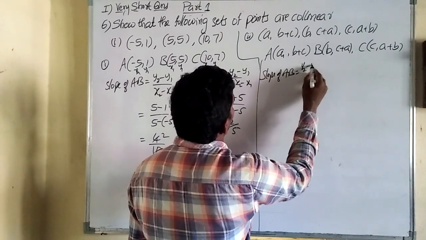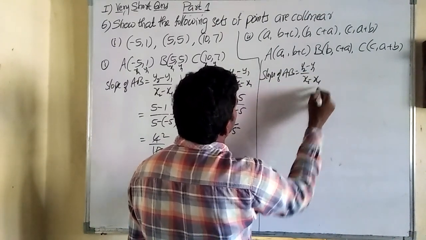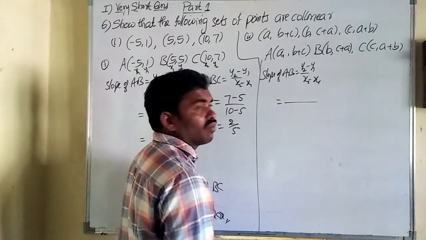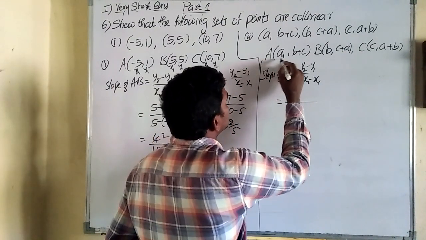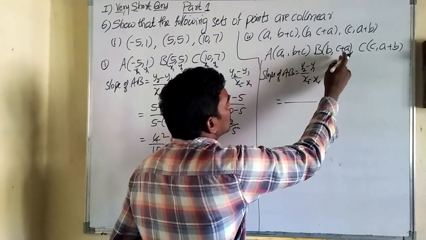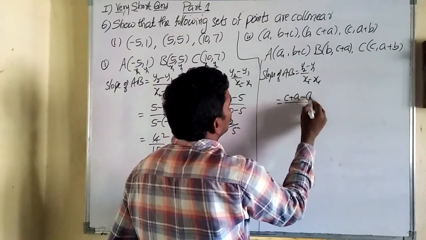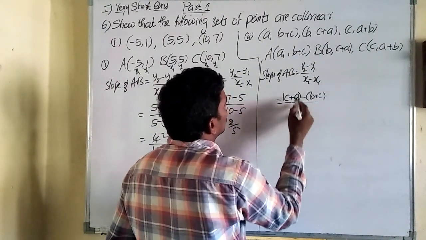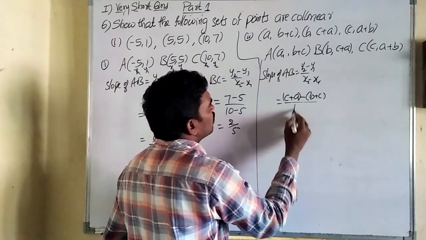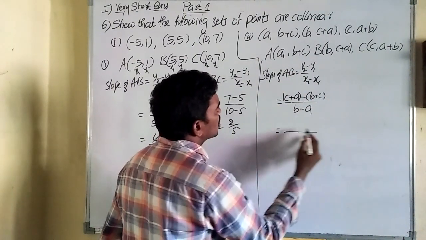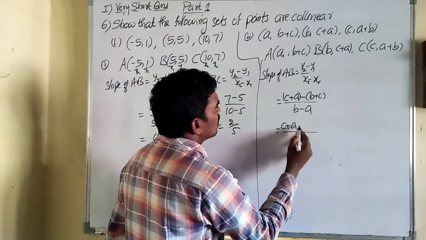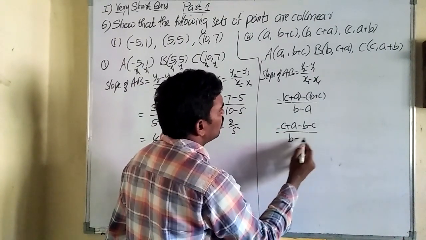What is the formula? y2 minus y1 by x2 minus x1. So what is it for a and b? If a is (x1, y1) and b is (x2, y2), then y2 minus y1 means c plus a minus of b plus c, by x2 minus x1 means b minus a. So this equals c plus a minus b minus c by b minus a.